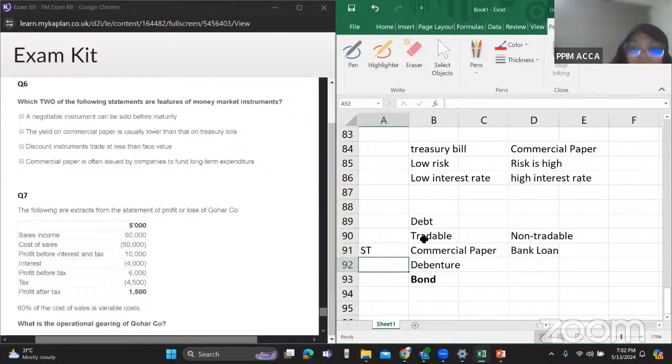If you want a medium-term debt, then you will go for a debenture. If you want a long-term debt, you will go for a bond. Okay, so they're just different names that you have to be familiar with.